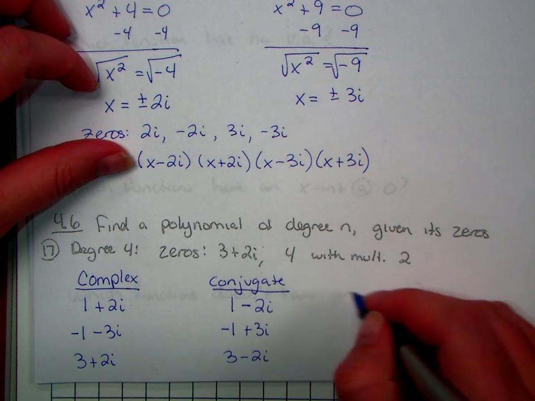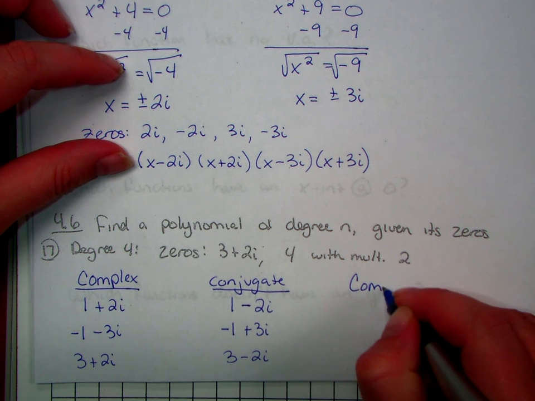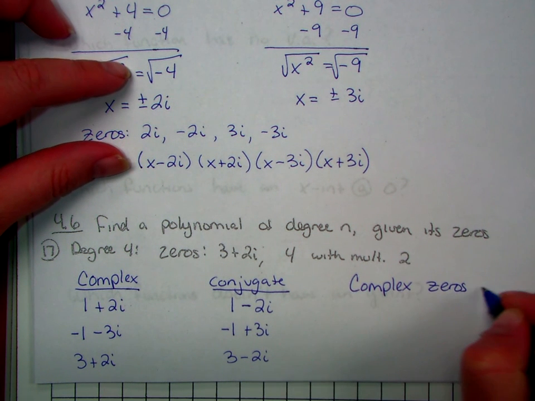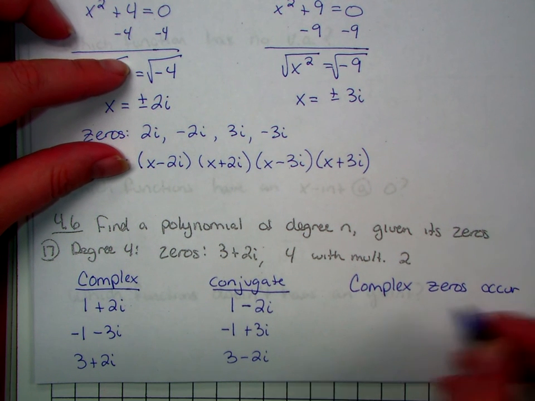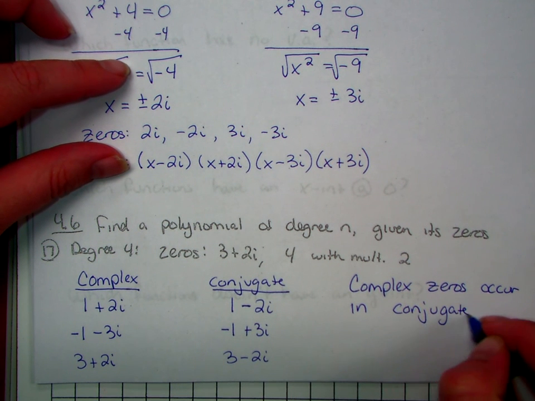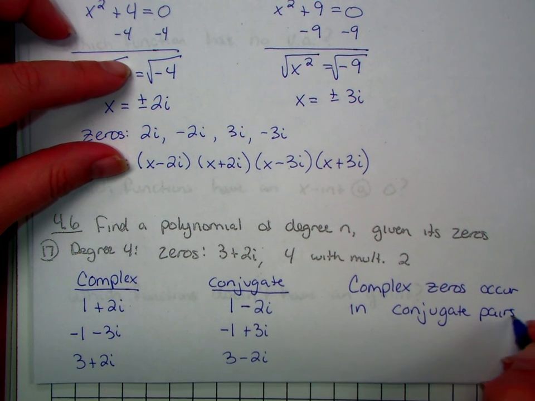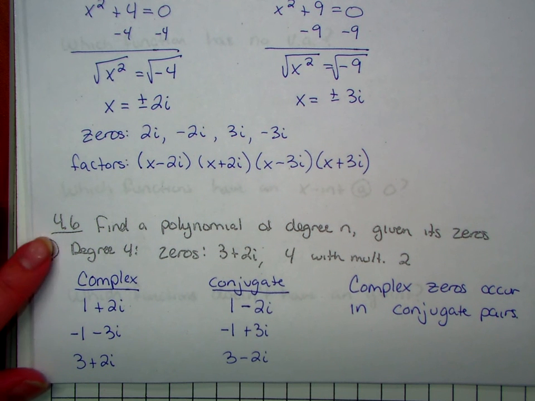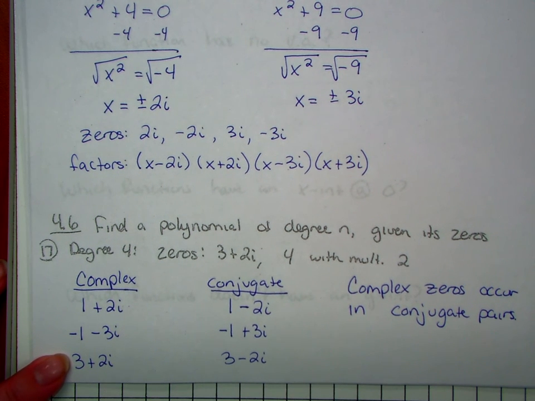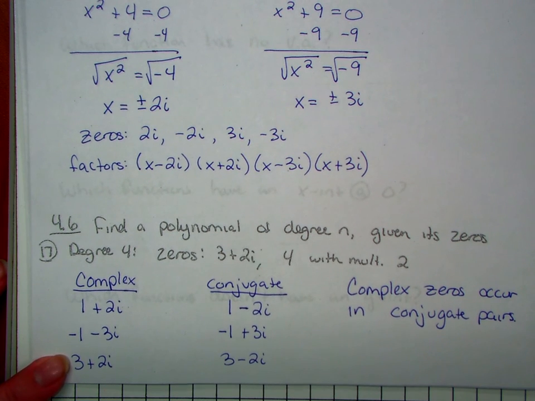So just remember that imaginary zeros occur in conjugate pairs, okay? So let me write that down. Complex zeros occur in conjugate pairs. Okay, so you won't have to find a polynomial per se, but you will have to be able to state what the conjugate zero is. Okay.